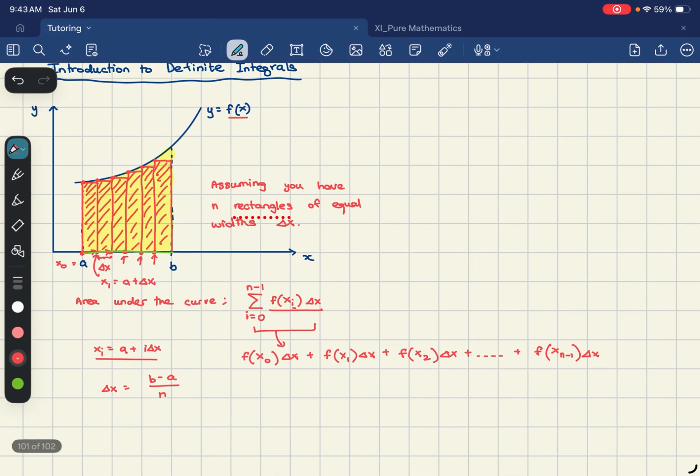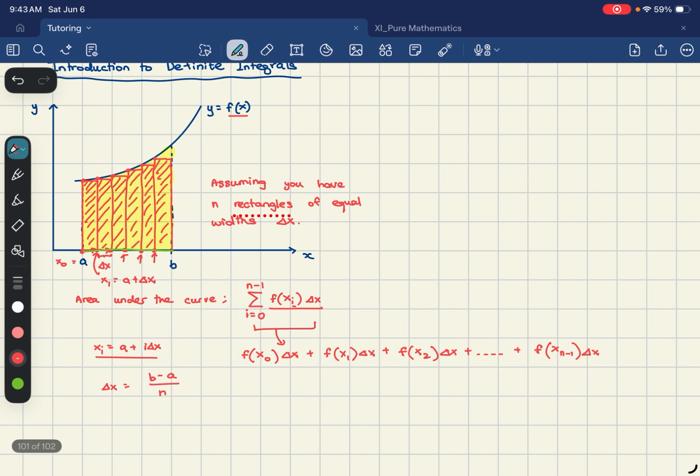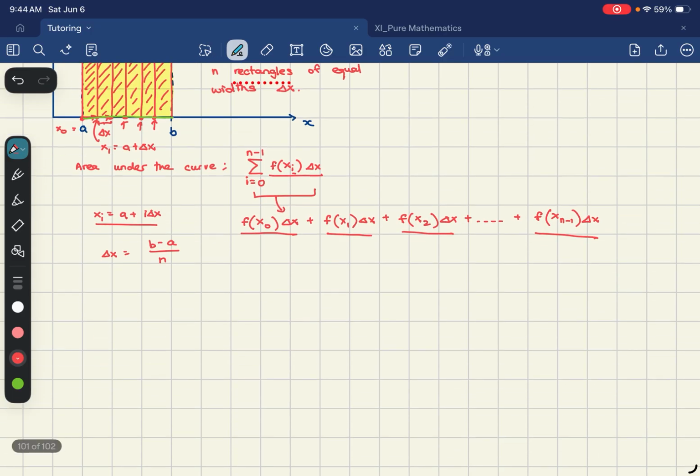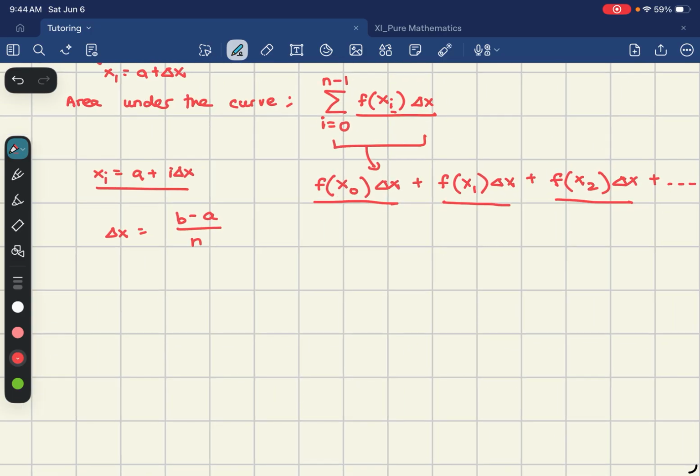And if you think about it with reference to this diagram, you're going to see that this is the area of the first rectangle, this is the area of the second rectangle, this is the area of the third rectangle, and so on and so on. And this is going to be the area of the nth rectangle.